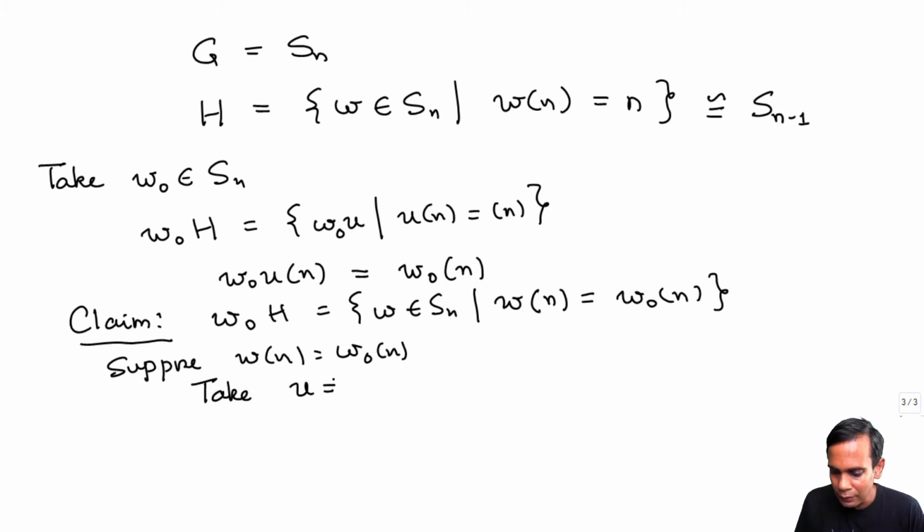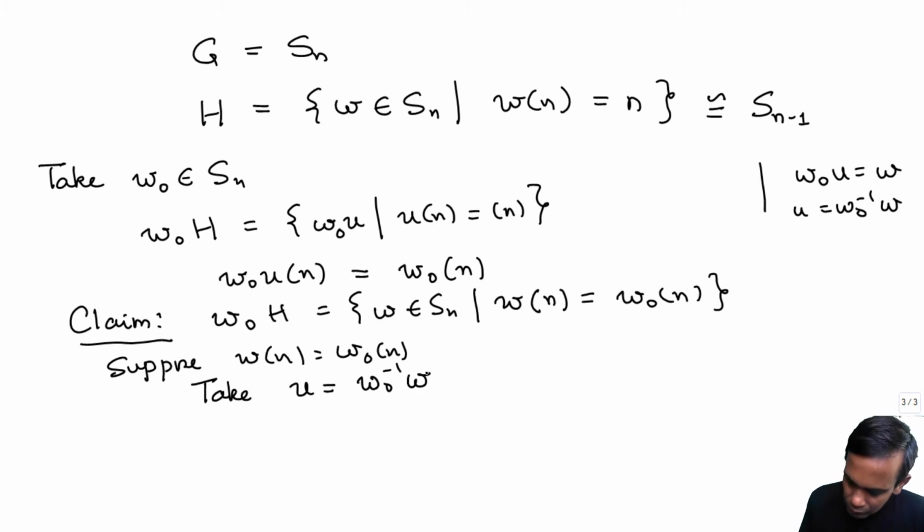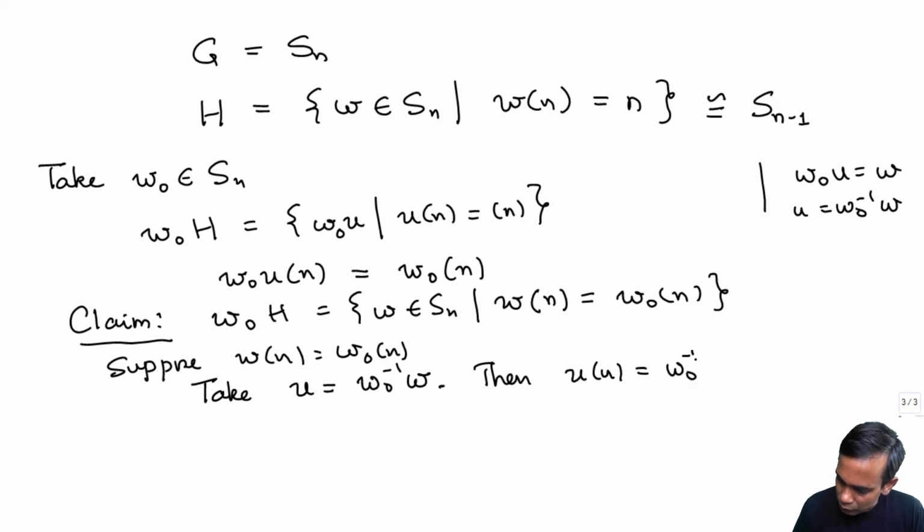Let's just do some rough work here. I want w0u to be w. So I want u to be w0 inverse times w. Okay, so take u to be w0 inverse times w. Then what is u of n? U of n is w0 inverse w of n, but we know that w(n) is w0(n).